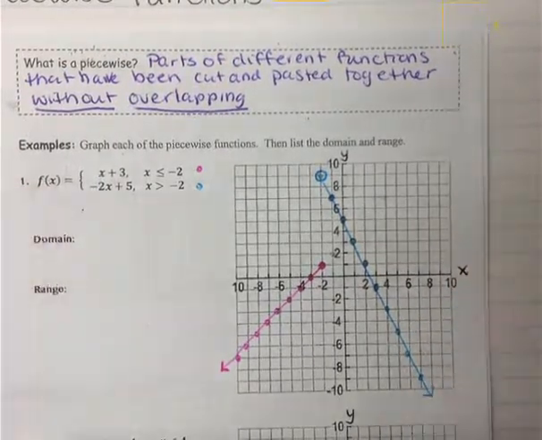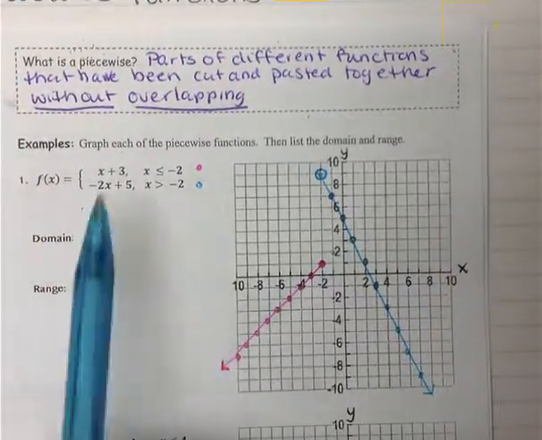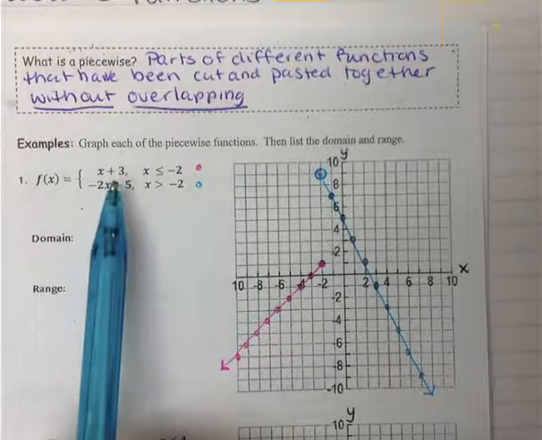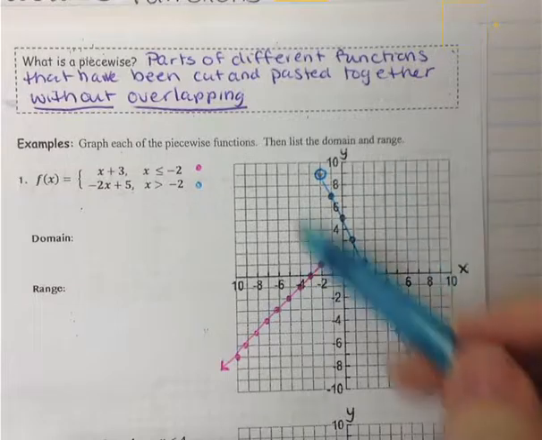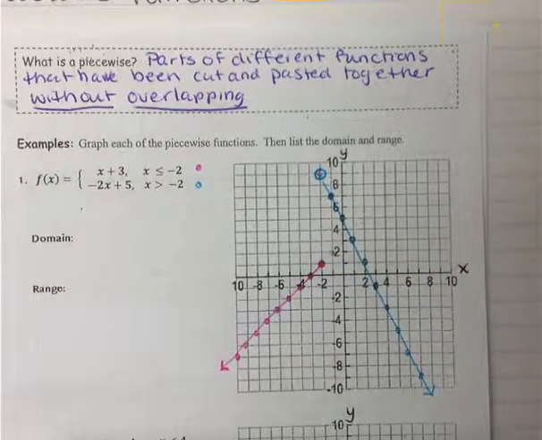This is a piecewise. I have a piece of the pink graph and a piece of the blue graph. If I had kept going, then these would intersect, but that's not what we're trying to do. We want this to still be a function.